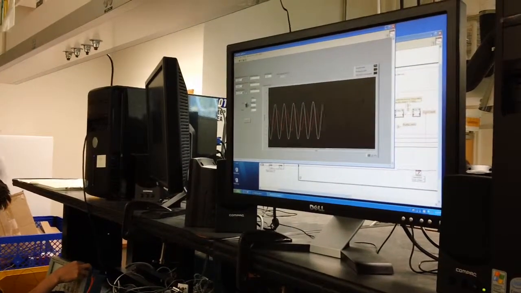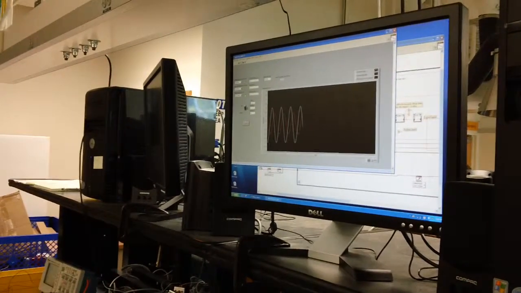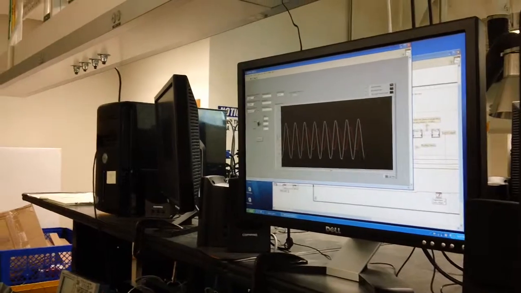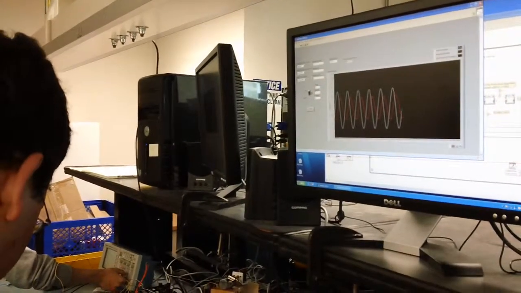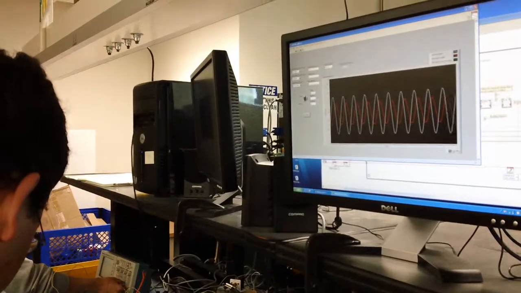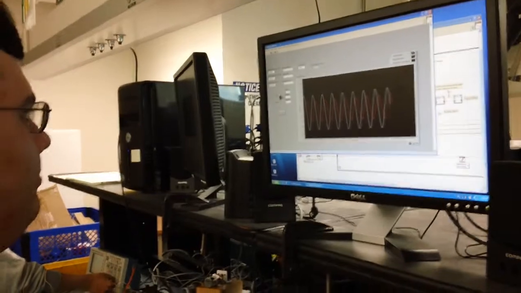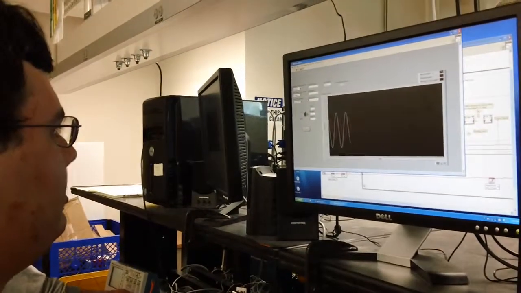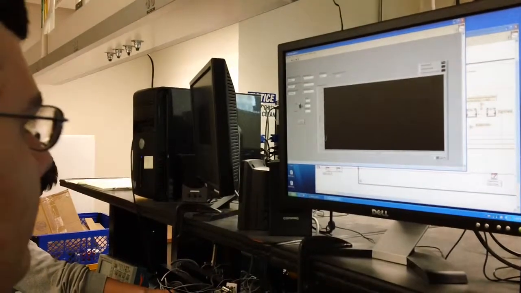And next is the derivative. This one's a bit different. Now, a prediction. When I increase the derivative gain, the graph's going to move up. Let's find out.